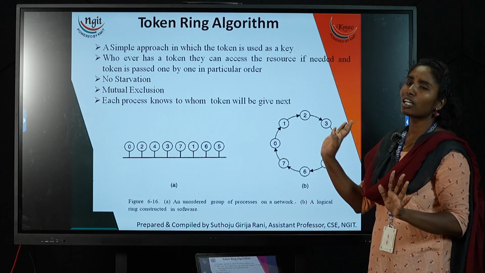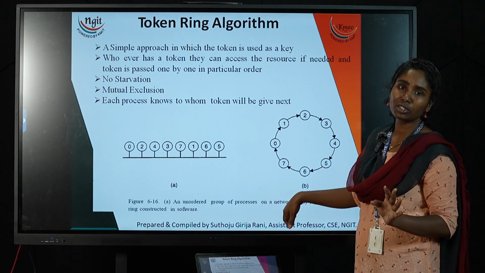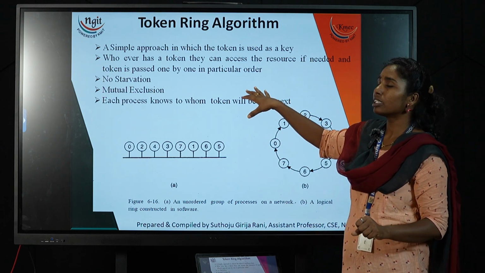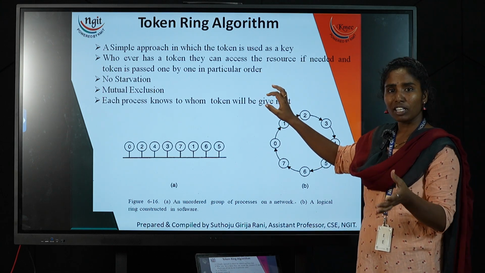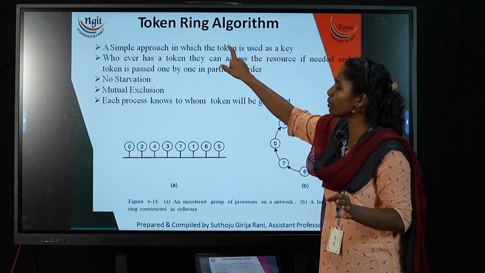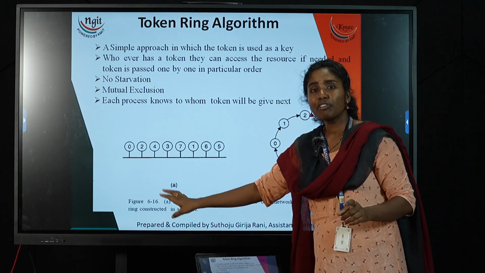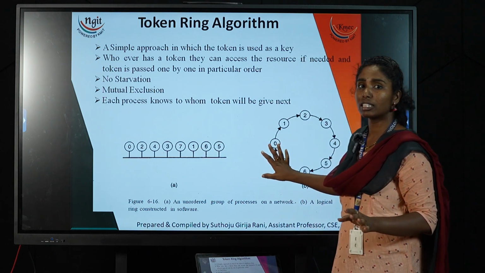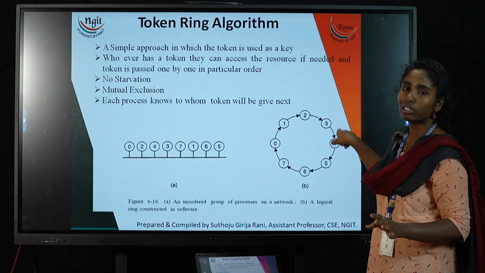Now coming to the token algorithm, this is a fair algorithm giving equal chance to all the processes in the network. What happens in this is we maintain a token, which is nothing but an integer or a key variable, whatever it is. This token will be moving from one process to the other. See here, this is an unordered list. This unordered list we are arranging in a ring format, in a sequence format.